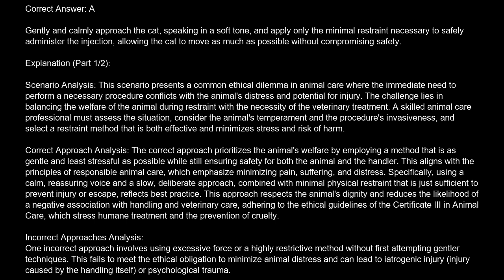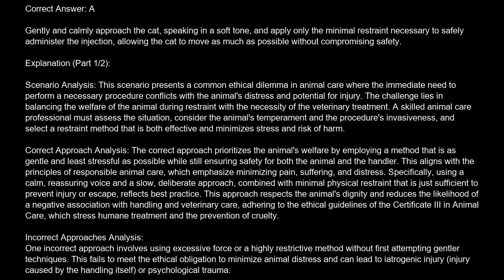Explanation. Scenario analysis. This scenario presents a common ethical dilemma in animal care where the immediate need to perform a necessary procedure conflicts with the animal's distress and potential for injury. The challenge lies in balancing the welfare of the animal during restraint with the necessity of the veterinary treatment. A skilled animal care professional must assess the situation, consider the animal's temperament and the procedure's invasiveness, and select a restraint method that is both effective and minimizes stress and risk of harm.